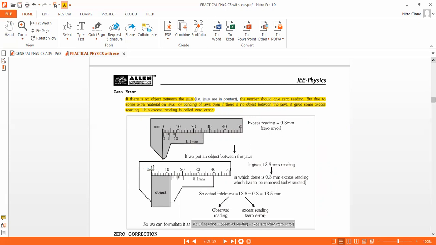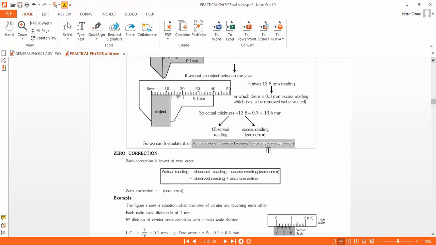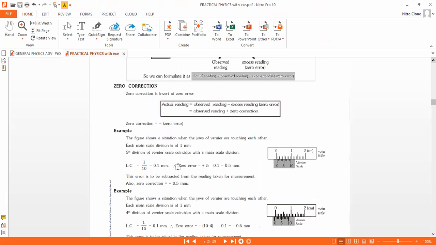Here the main scale, observe, it is in millimeter. In the question, they will give the main scale division either in centimeters or in millimeters. See, here we are having an example. The diagram shows a situation when the jaws are touching each other. Suppose this one, you can see, the 5th division exactly coincides. That means the Vernier coincidence will be 5.